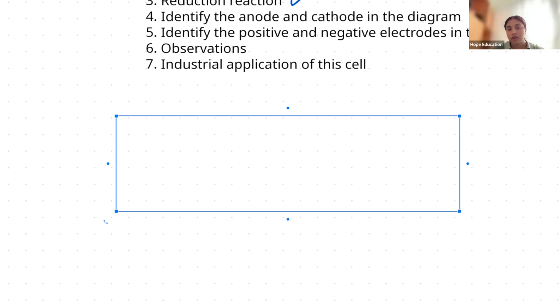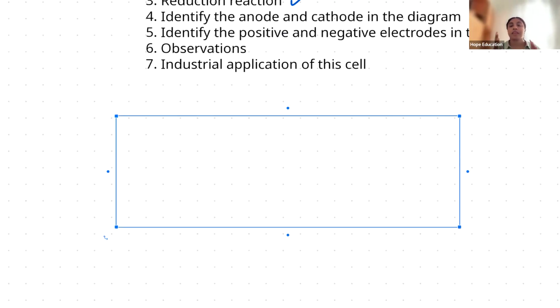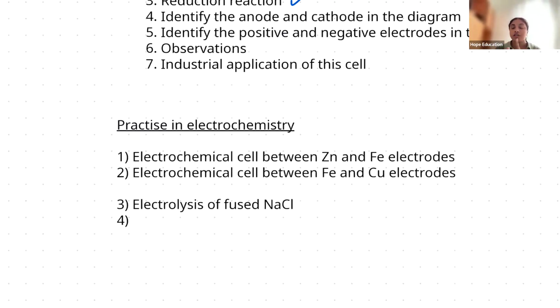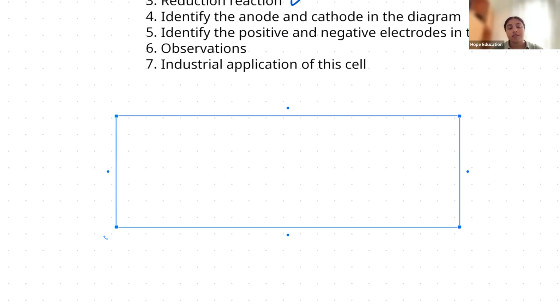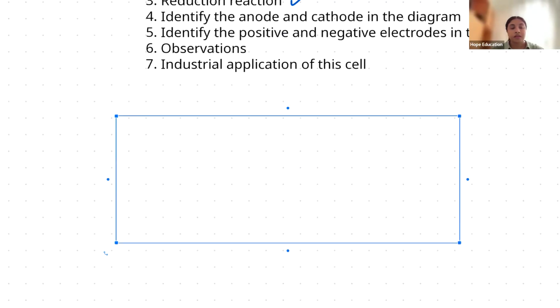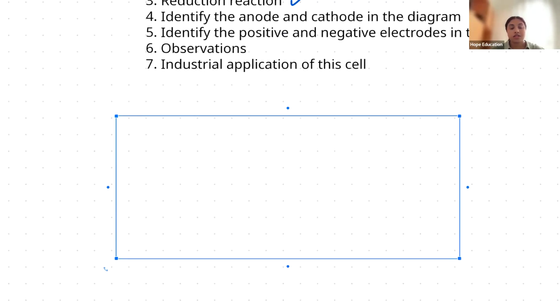Then electrolysis of fused sodium chloride, which is what we did today. For that also, again draw, oxidation reaction, reduction reaction, identify the anode and the cathode, identify positive and negative electrodes, observations, and if there are industrial applications, include those too. For electrolysis. Electrochemical cells do not need industrial applications. For electrolysis, if there are industrial applications, you have to include those. Then electrolysis of aqueous sodium chloride. Then electrolysis of acidulated water. Then electrolysis of aqueous copper sulfate.